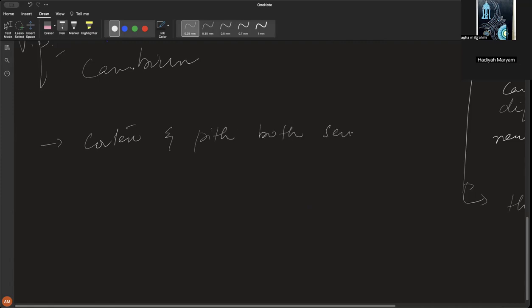So cortex and pith both serve as storage of food substances such as starch.